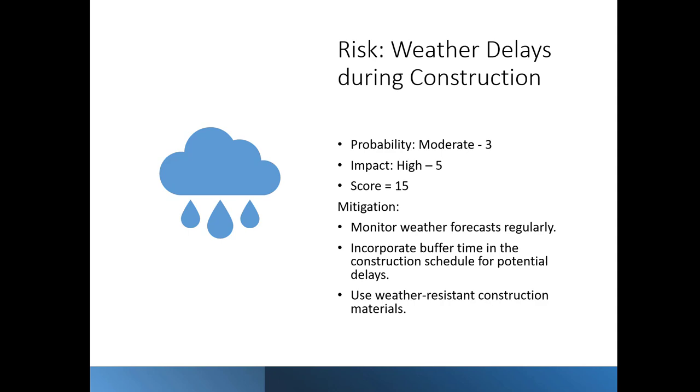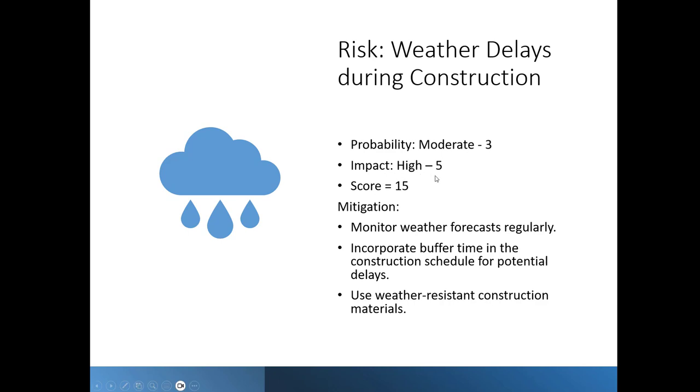Let's look at a risk like weather delays during construction. The probability is likely moderate for weather delays. If you remember, the project is going to start in the spring. It's a lot of ground and earthwork, so it's not going to be a wintertime project. So it's going to be a moderate likelihood. There's going to be some rain, which will likely have to shut down some of the construction that's going to be going on.